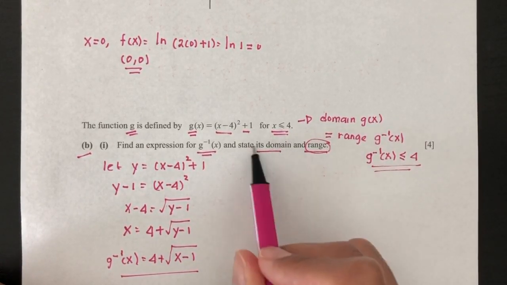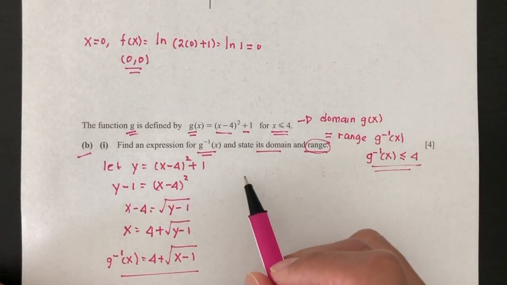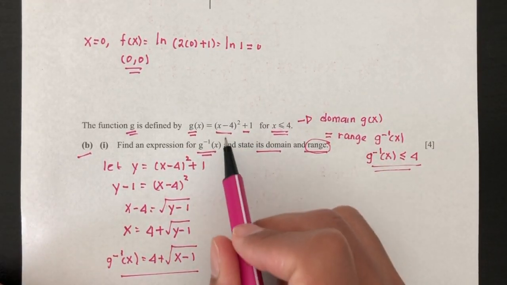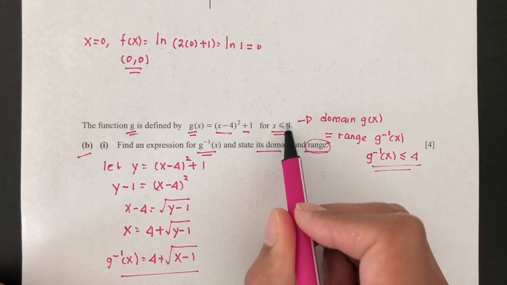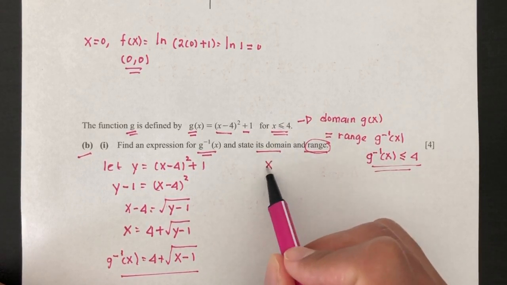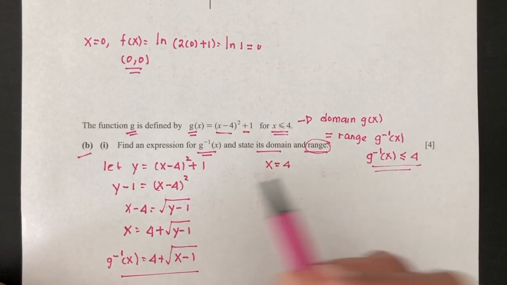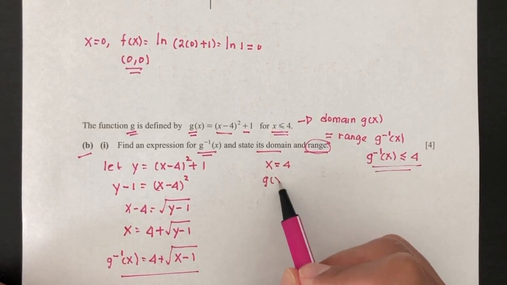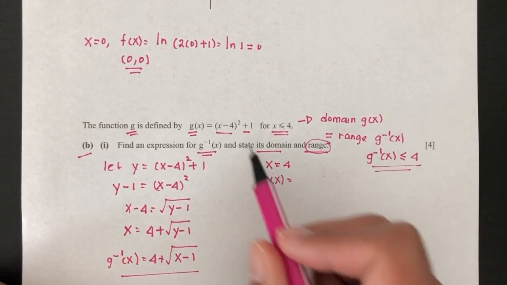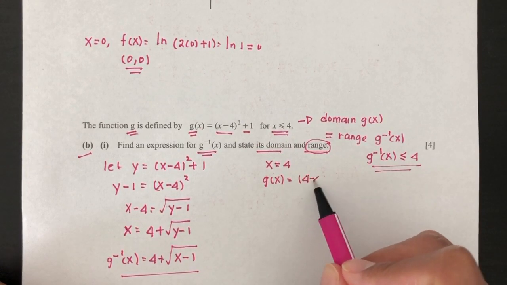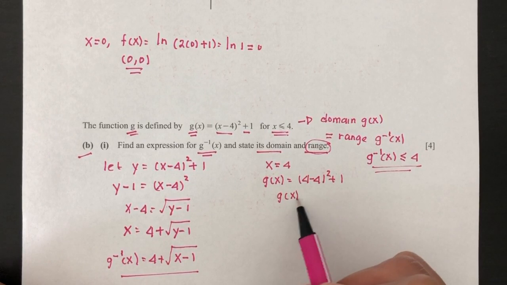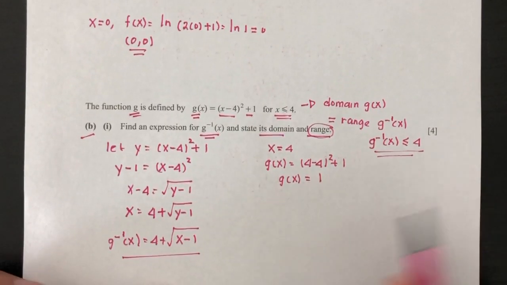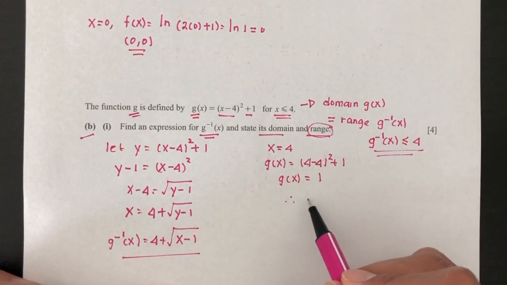Now to find its domain, let's find the range of g of x. So what is the range of g of x? So let's replace. We have a value of x. The limit is less than or equal to 4. Let's take the value x equal to 4 and see what we have. That will be g of 4 actually. So you have (4 minus 4) squared plus 1. So g equals 1.